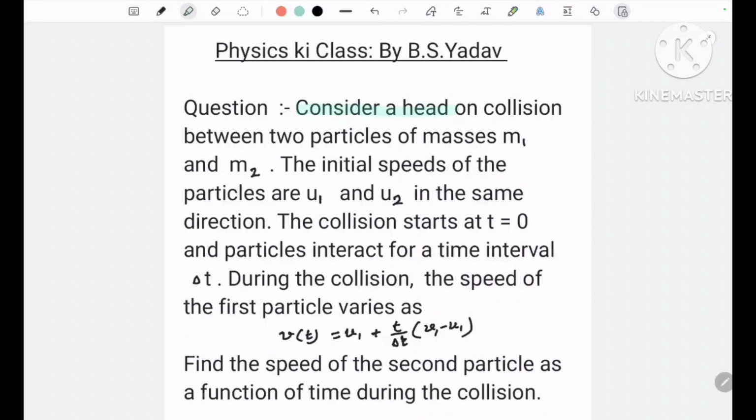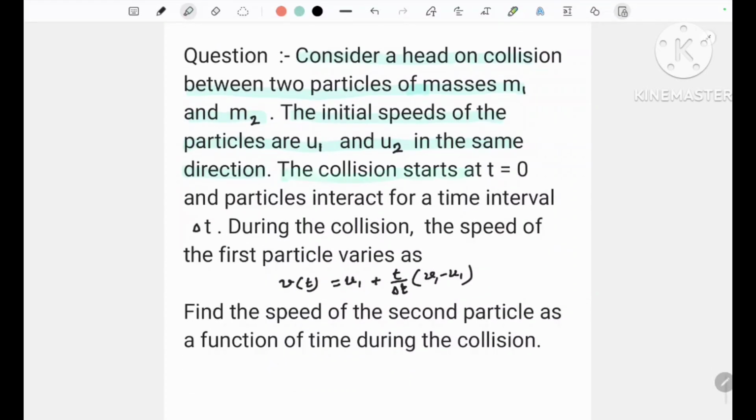Consider a head-on collision between two particles of mass m1 and m2. The initial speeds of the particles are u1 and u2 in the same direction. The collision starts at t0 and the particles interact for the time interval delta t. During the collision, the speed of the first particle rises: Vt is equal to u1 plus t upon delta t times (v1 minus u1).